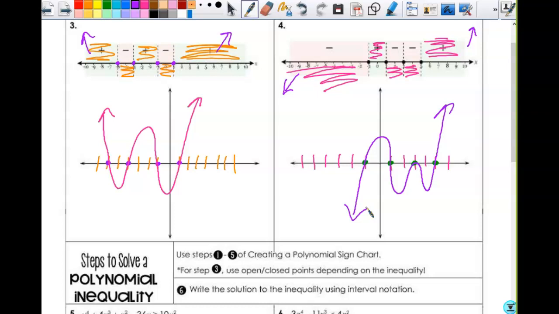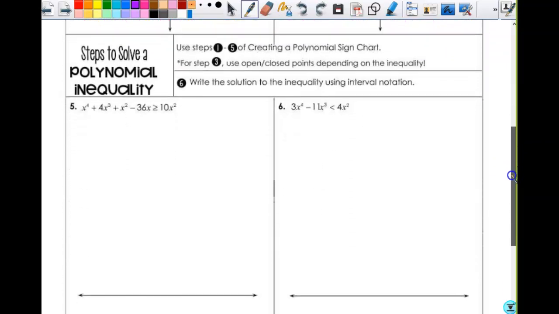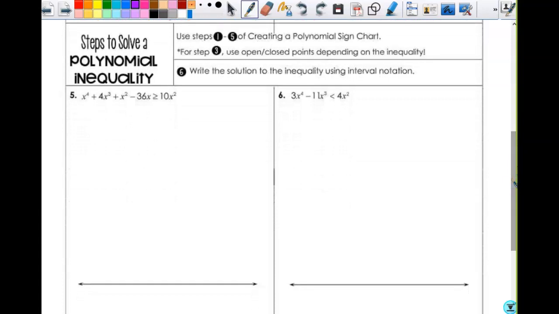Any questions at all? Okay, if we can do all that, we can do the inequality stuff. So to solve the polynomial inequality, we do the same thing we just did for creating our sign chart. Except on step 3, when we plot the points, we have to make sure we use open or closed points depending on what the inequality is, whether it says it's equal to or not. And then number 6 is to write the solution to the inequality, like when is it greater than or equal to, that sort of thing.